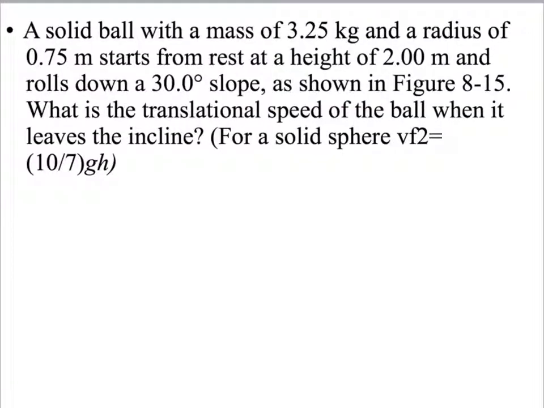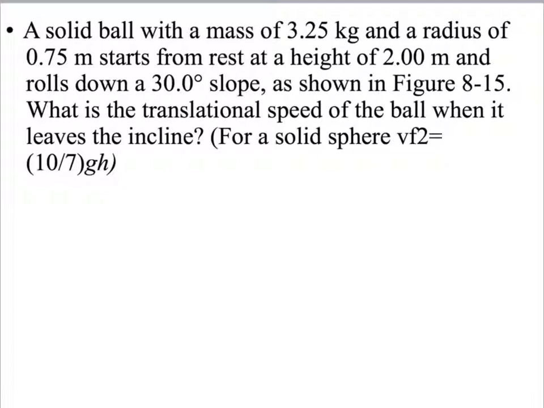So if we have a solid ball with a mass of 3.25 kilograms and a radius of 0.75 meters, starts from rest at a height of 2 meters, rolls down a 30.0 degree slope. This is figure 8.15 in your book. What is the translational speed of the ball when it leaves the incline?